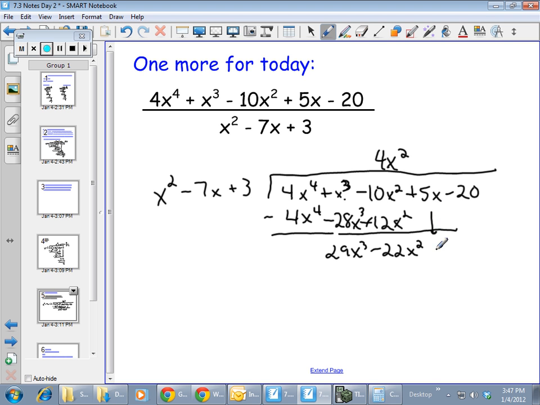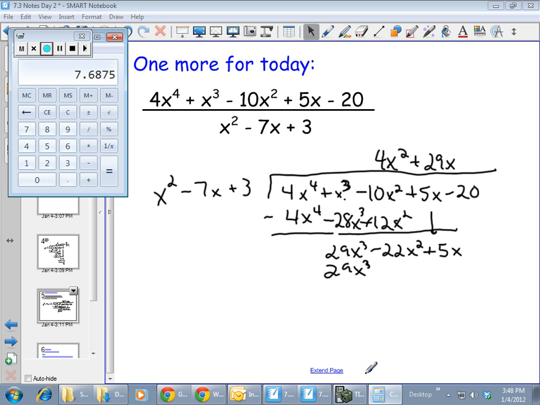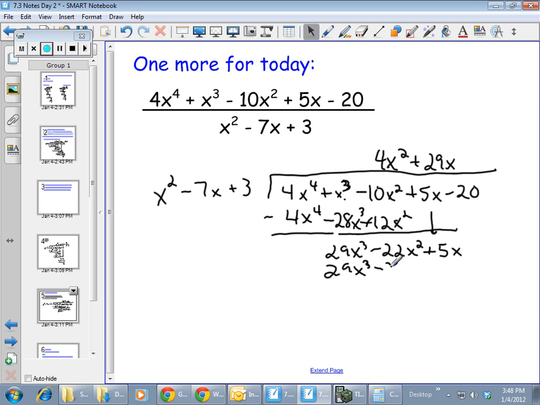Okay, now we can drop down the 5x. We're just going to drop down 1. I was wrong before. And now we need to figure out what am I going to put up here so when I multiply it by x squared, I get 29x to the third. So, 29x. 29x times x squared is 29x to the third. 29x times negative 7x. Oh boy, I'm going to need a calculator. 29 times 7. I should be able to do this without one. 29 times 7. 203. Okay. So that's going to give us negative 203x squared. And then 29x times 3 is going to be 87x.